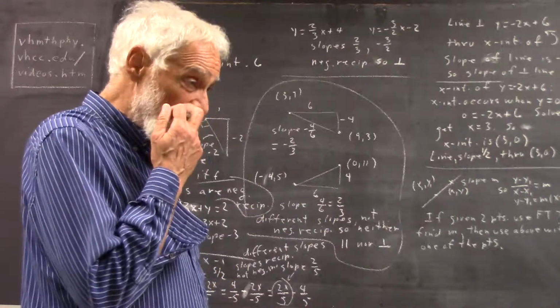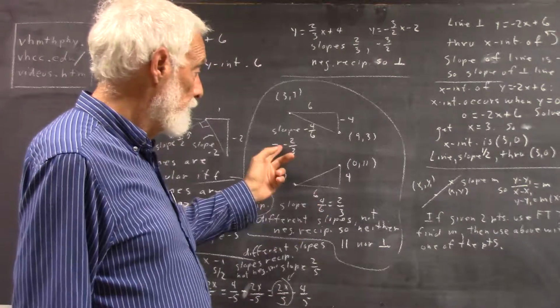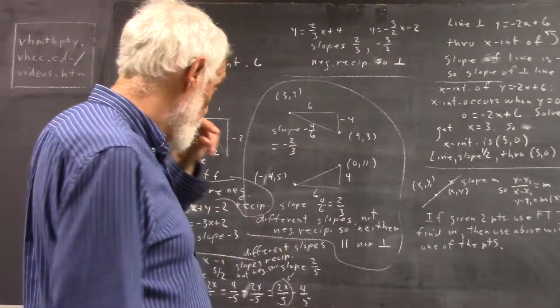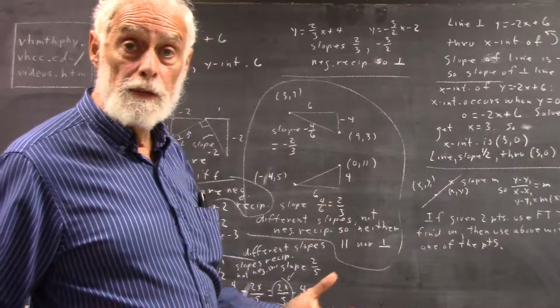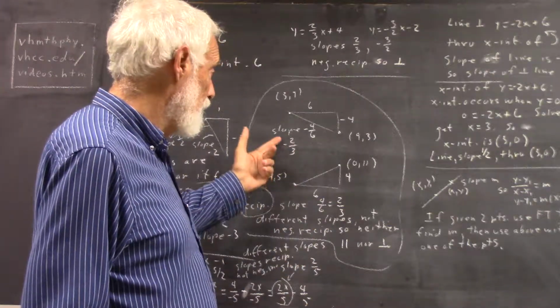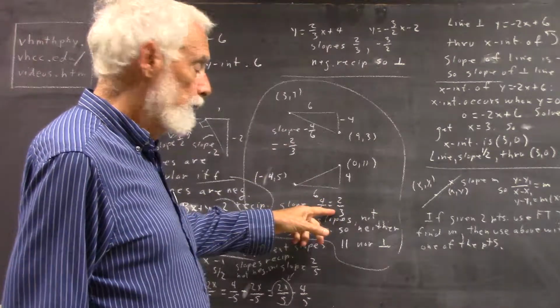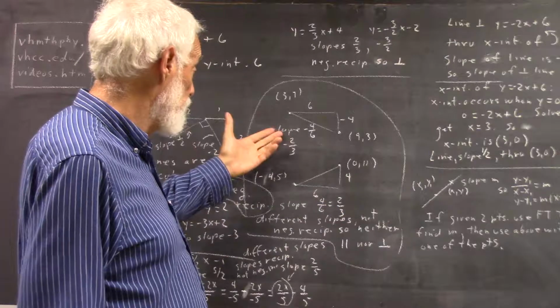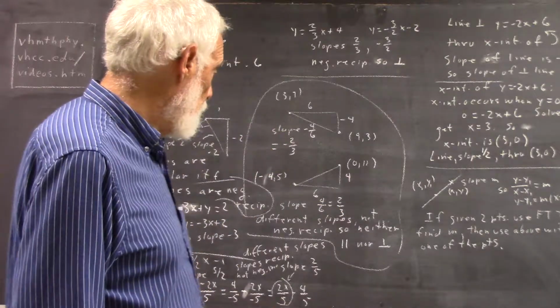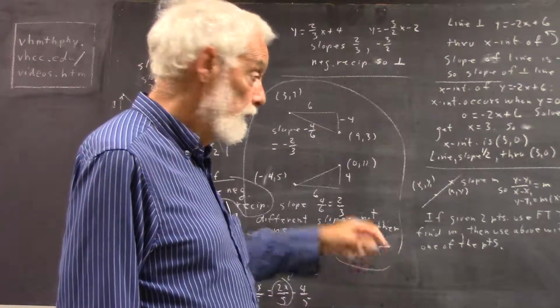Now, are these slopes the same? Well, no, because this one's negative and this one's positive. Are they negative reciprocals? Well, they're not reciprocals. You've got a negative 2/3 and a positive 2/3. The negative reciprocal of 2/3 would be negative 3/2, not negative 2/3. So these lines would be neither parallel nor perpendicular.